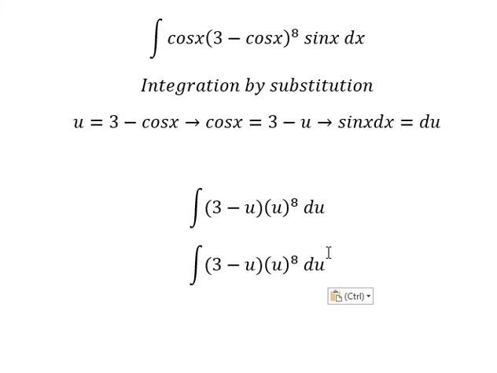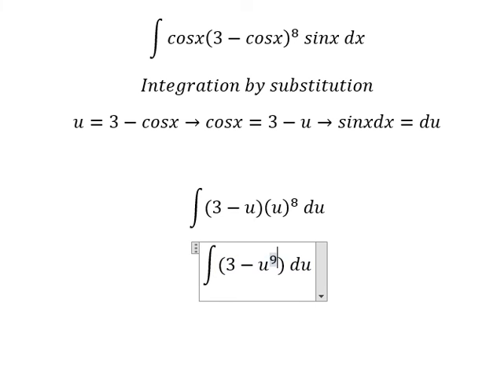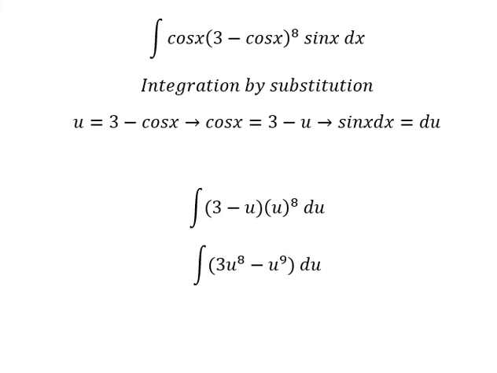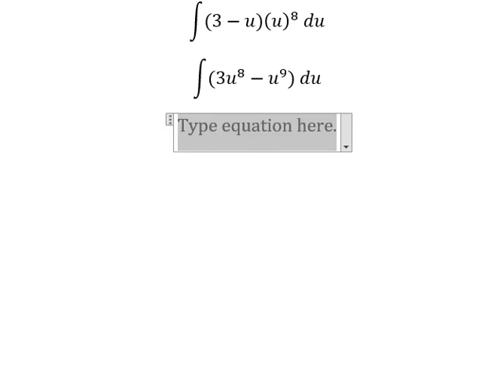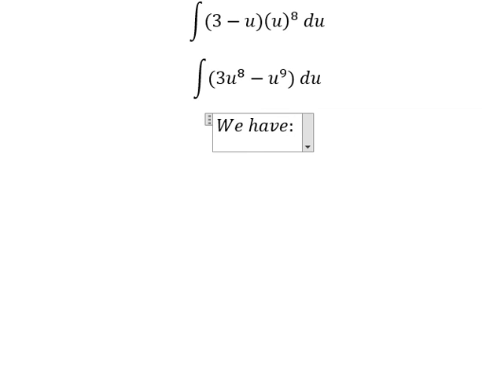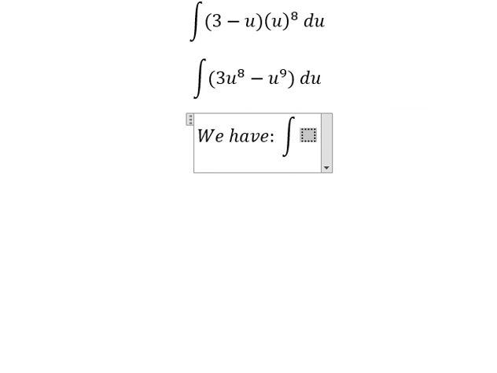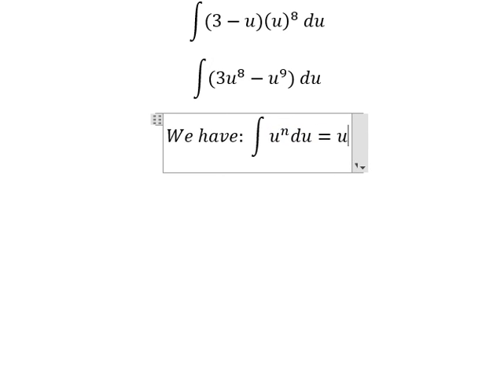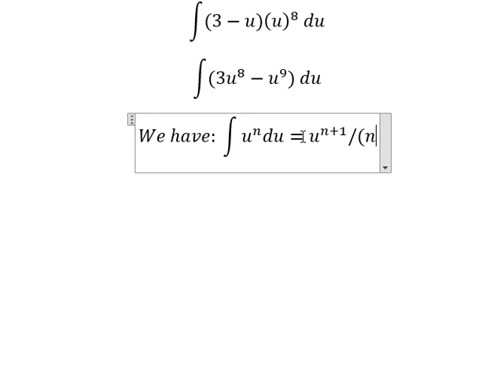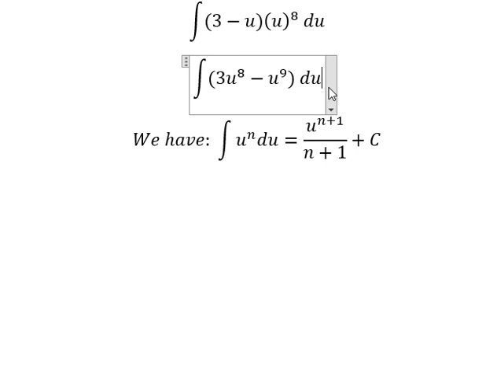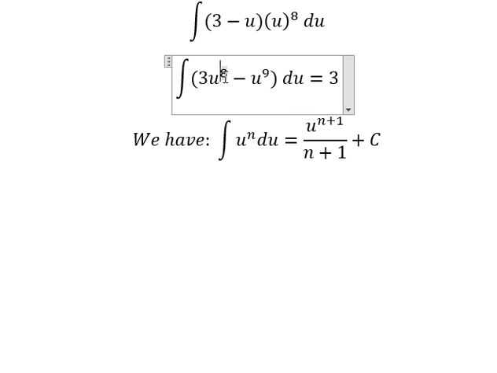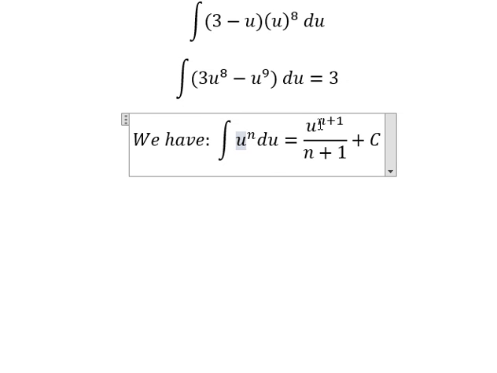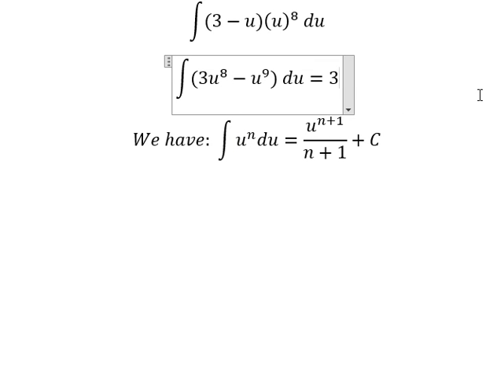Next, this one we multiply by 3 and u. Now we have the formula in here. So we put 8 in here. So 8 plus 1 we have 9.